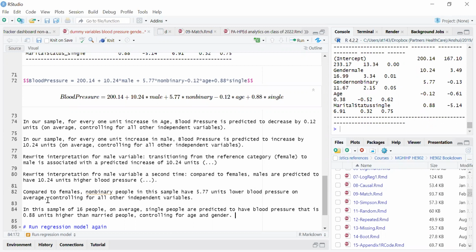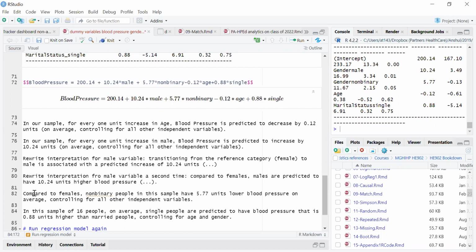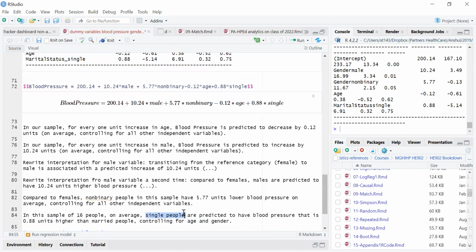So you'll notice that the structure of the phrasing I used for each of these results, this one, and then this one, and finally line 84, it's a little bit different, right? Like here I mentioned the age and gender. Here I just said all other independent variables. Here I started with saying single people, not the reference category. Previously I said compared to females, females was the reference category.